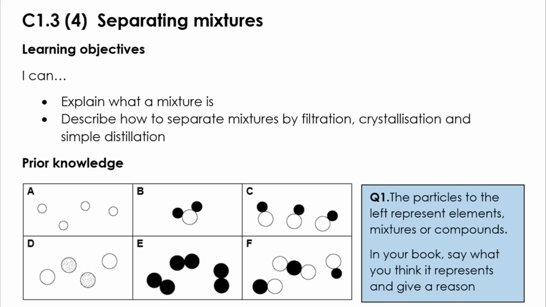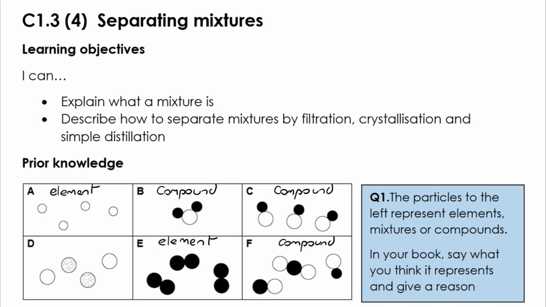Moving on to the next task, have a go at identifying whether these are elements, mixtures, or compounds. Now it says here to try to give a reason why, and I will talk about that as we go through. So A and E are elements. We know that because they're made up of only one type of atom. So that takes us back to the definition from earlier in the video.